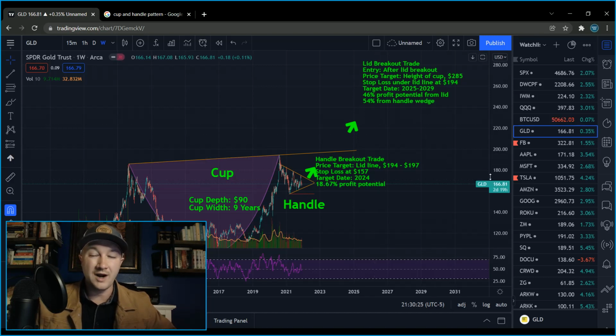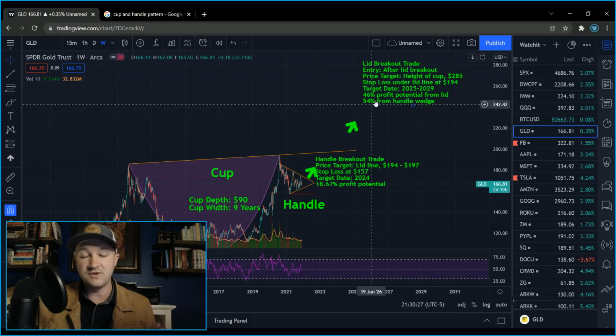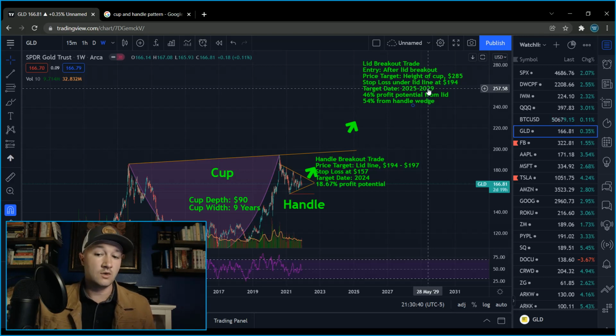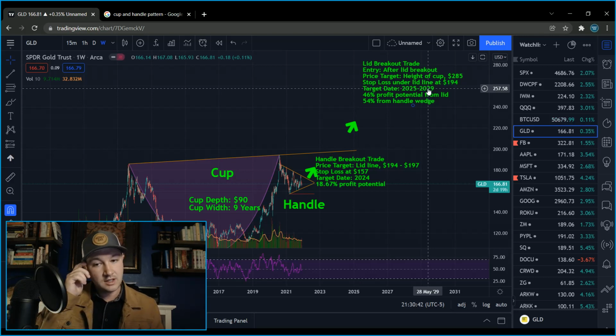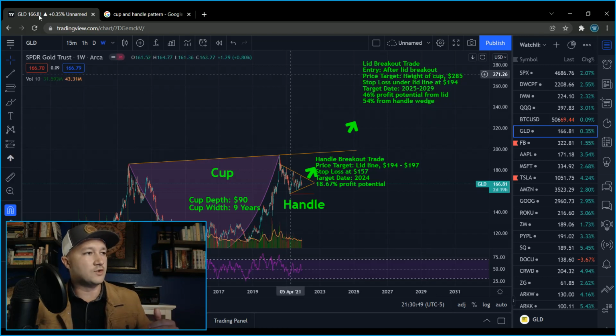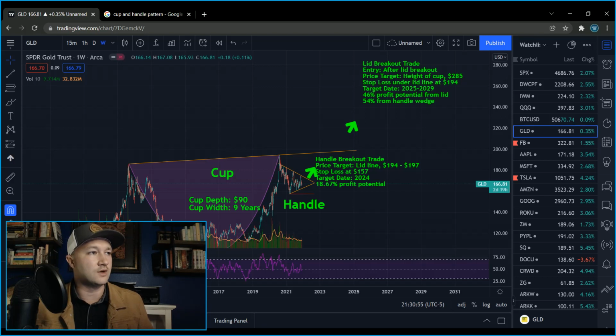And the GLD is currently at $166. So from where we're at right now, that's 54%. And we're talking about over the next, well, the target date is anywhere between 2025 and 2029. So anywhere between the next 4 to 8 years, we're talking about 54% profit potential on the price of gold. So where the price of gold is currently sitting at $1,790 at the time of this recording, 54% from here would put it more in that $2,700 range.